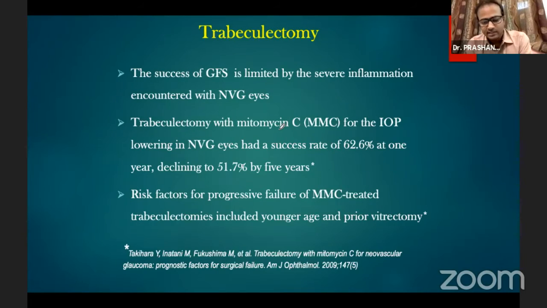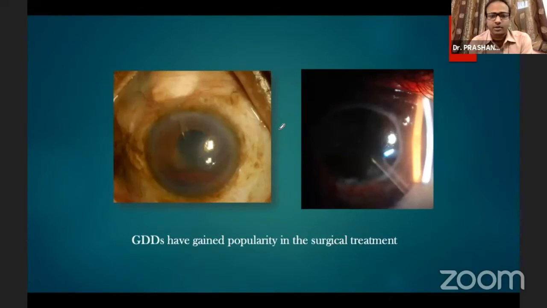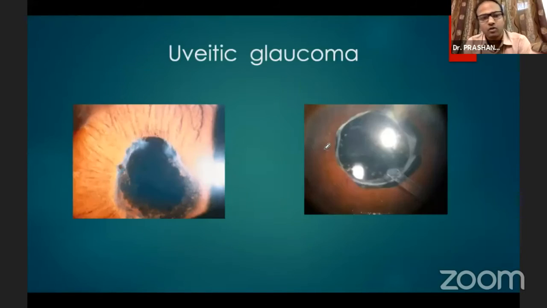So in such cases, there are good candidates of putting an implant rather than doing a trabeculectomy. This is the case of neovascular glaucoma, where we can see the hyphema here, and putting an implant was able to control the pressure. That is why it has gained popularity in the surgical management of neovascular glaucoma.